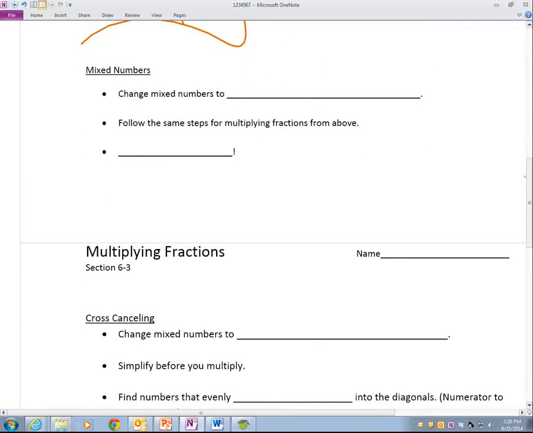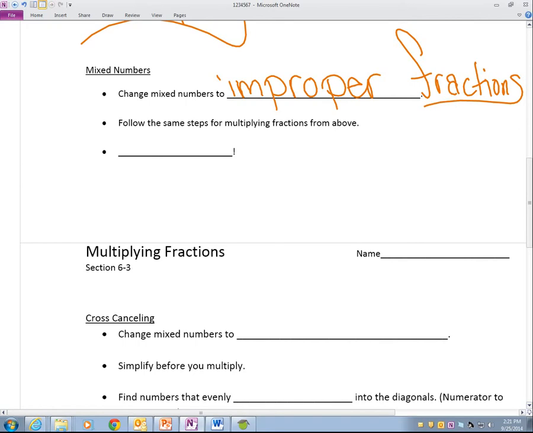Mixed numbers. We need to change mixed numbers to what, like yesterday? Improper fractions, exactly. Improper fractions. Yep.